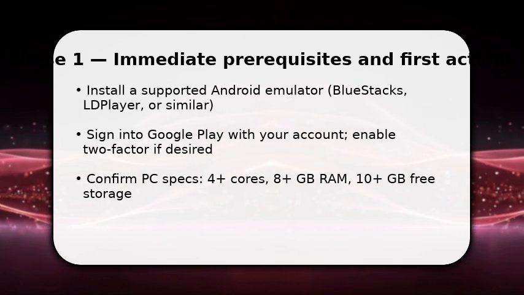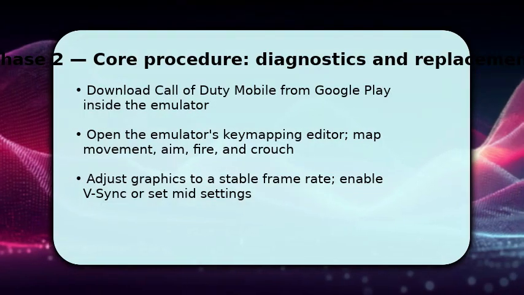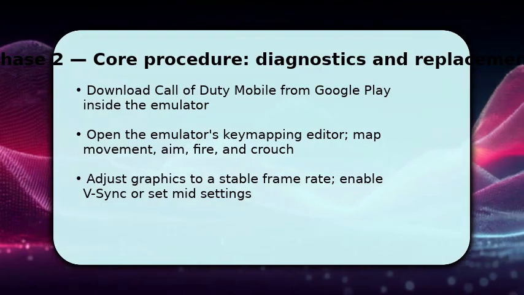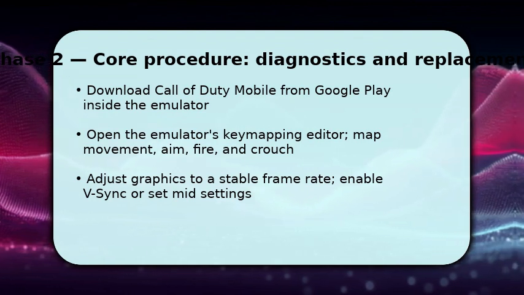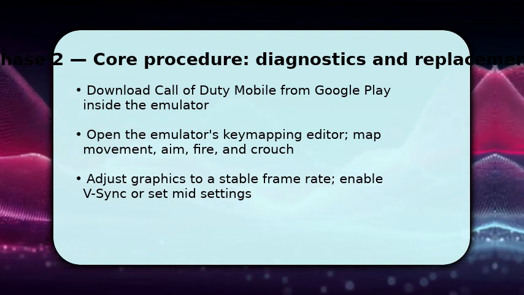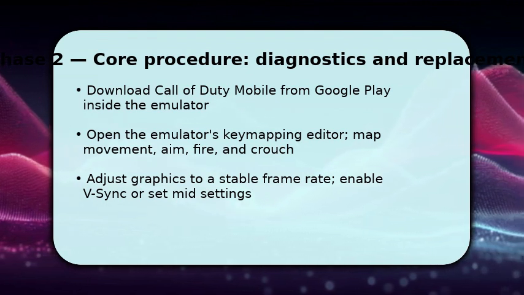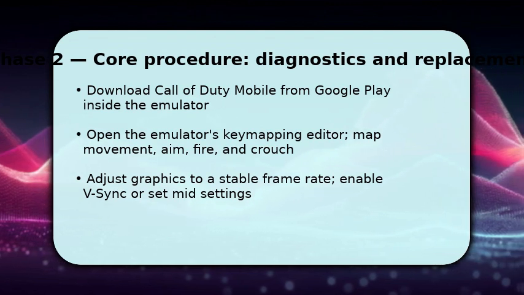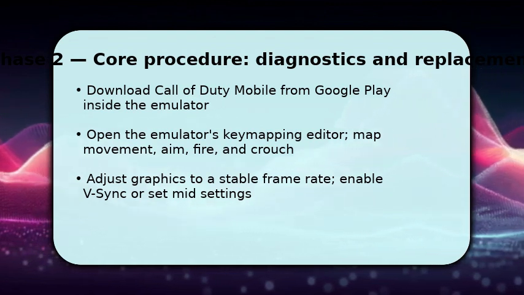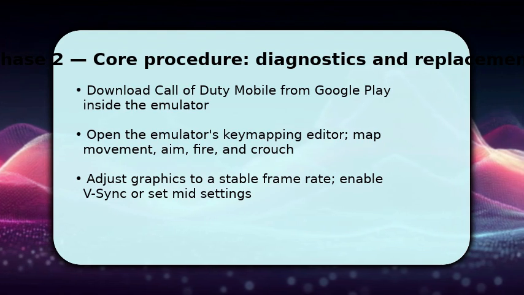lag during play. Once done with accounts, download Call of Duty Mobile from Google Play inside the emulator. Install like on a phone. Next, open the emulator's key mapping or gamepad editor to map WASD for movement, mouse for aim, left-click to fire, and keys for crouch, jump, and reload. This gives exact PC control.